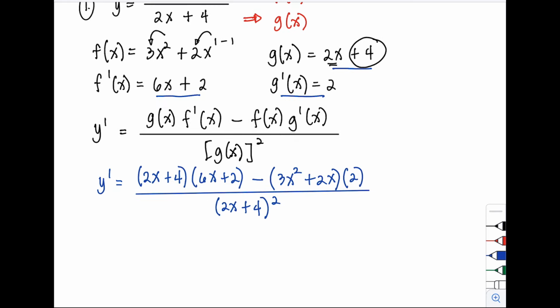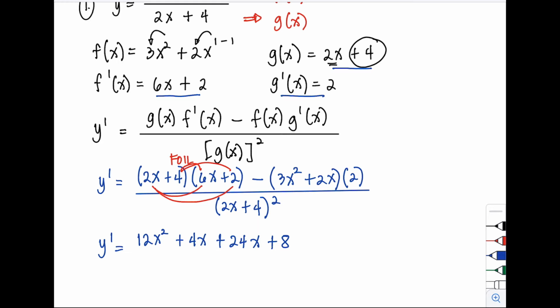Okay? So, that is y prime equals, so, dito sa ating first term, sa ating numerator is, i-apply natin dyan yung FOIL method. So, first term, that is 12x squared. Then outer natin, 2x times 2, that is positive 4x. Then sa inner term natin, we have 4 times 6, that is 24x. Then for our last term, we have 4 times 2, which is positive 8.